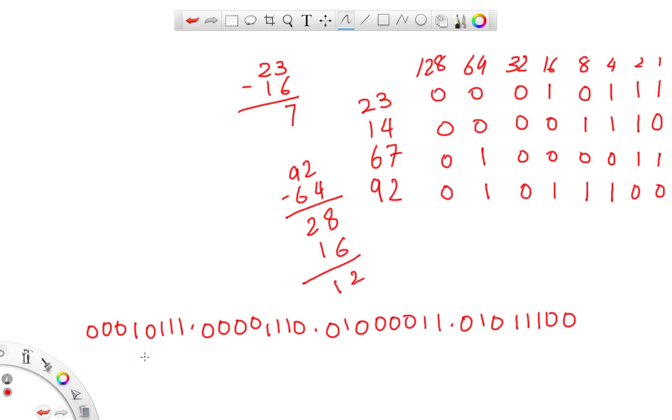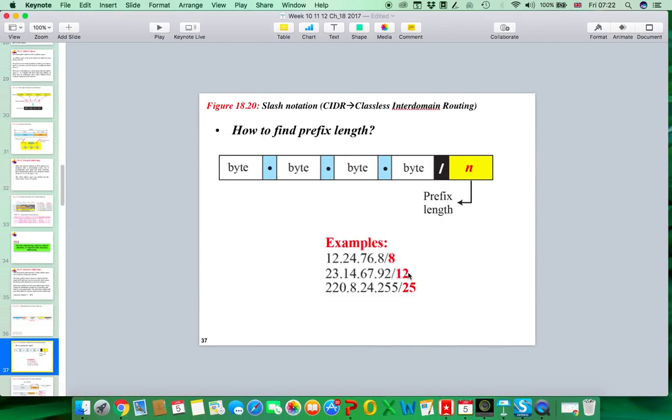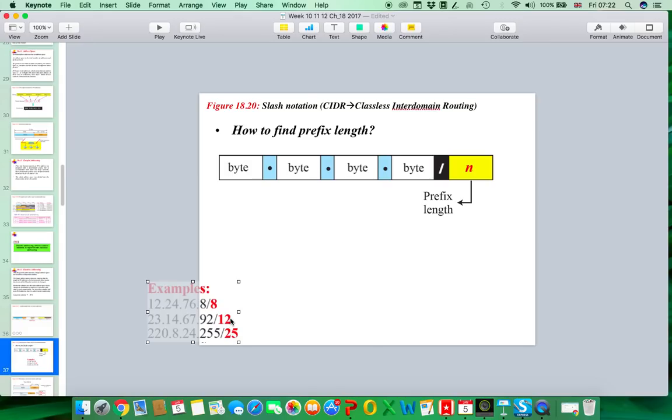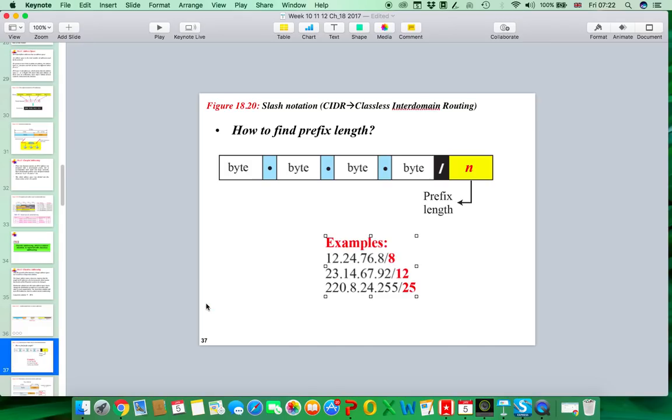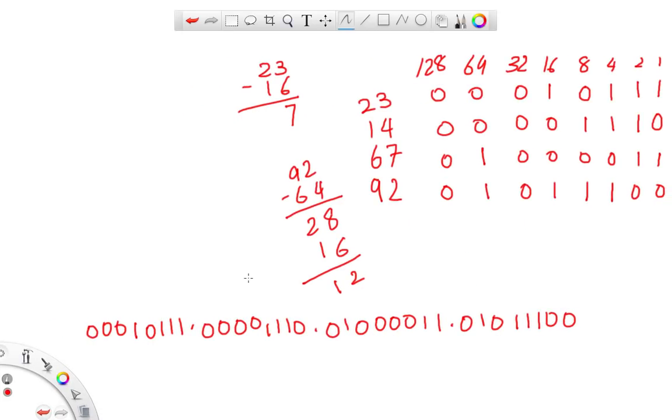Now how much did we say was the subnet mask? It was 12. Oh my goodness. All right. So we're having 12 as the subnet mask. So now what we have to do is we start from the left and we put 1, 2, 3, 4, 5, 6, 7, 8, 9, 10, 11, 12. And all the rest is 0.